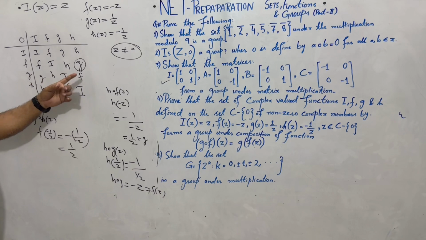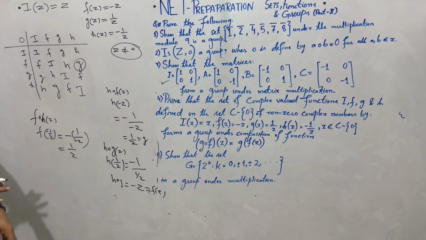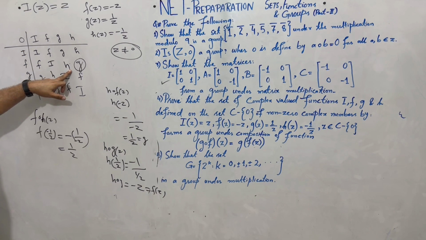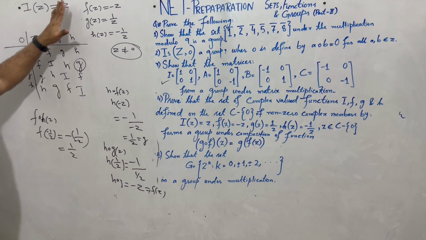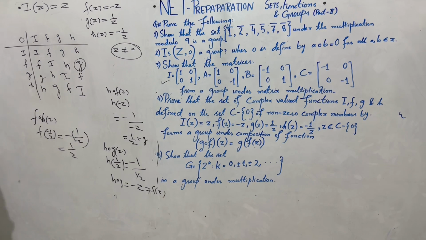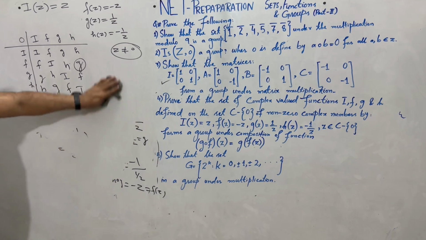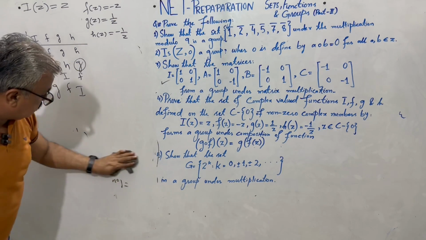I, F, G, H; F, I, H, G. Nothing repeats, because there was a repetition of G two times. I have checked the element. F times G is my H. I had written G by mistake. So it is closed. Why? Because the composition of I, F, G and H comes within I, F, G, H. Nothing goes out, nothing goes beyond. It shows that it is closed with respect to the composition of the functions.